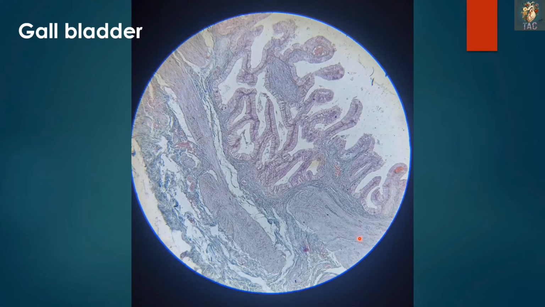Another important point is that the mucosa is thrown into folds, and these folds are trapped inside the lamina propria, giving a false appearance of a gland, although these are not glands, these are foldings of the mucosa. So these are called the Rokitansky-Aschoff sinuses. Another important point, tall columnar epithelium is present. So the important points are the tall columnar epithelium, and then the mucosa, and then the muscularis externa.